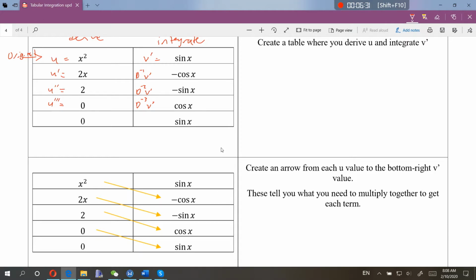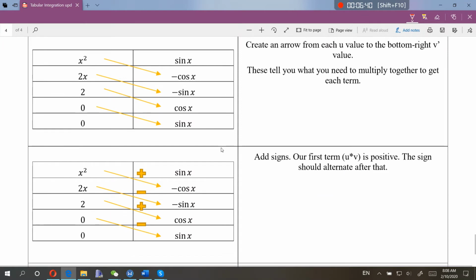Okay, my second term would be the next derivative and the next integral, so I'm going to match those two. So just keep matching diagonally. Okay, then we also need to look at our signs. Our signs will always start positive, negative, positive, negative. So this will be positive x squared times negative cosine x is negative x squared cosine x.